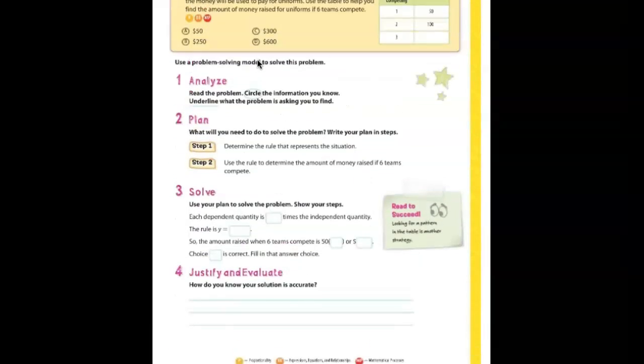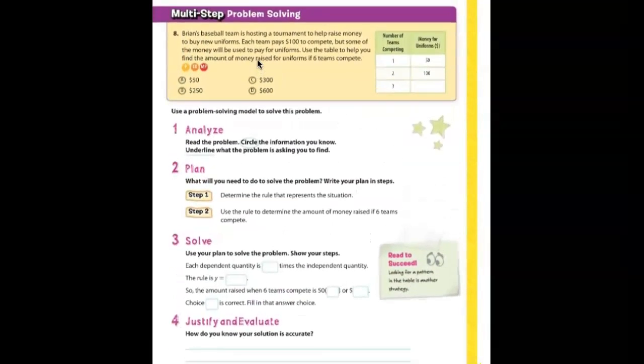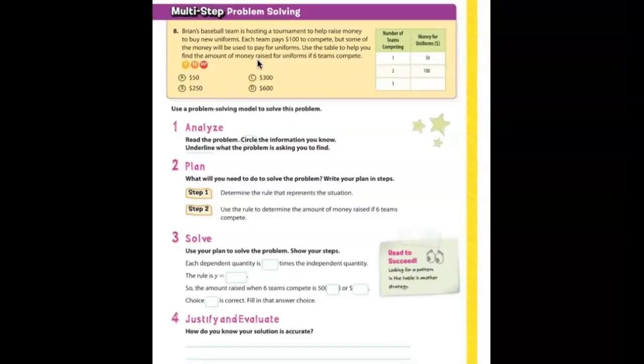Okay, so now you should be on page 465. We're going to do number 8 together. It is a multi-step word problem. First thing we're going to do is read it. Brian's baseball team is hosting a tournament to help raise money to buy new uniforms. Each team pays $100 to compete, but some of the money will be used to pay for the uniforms. Use the table to help you find the amount of money raised for uniforms if six teams compete.